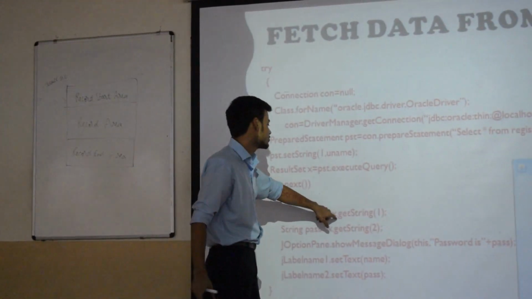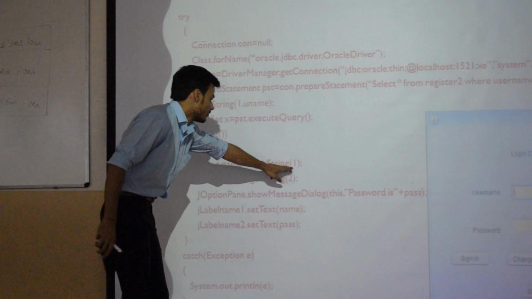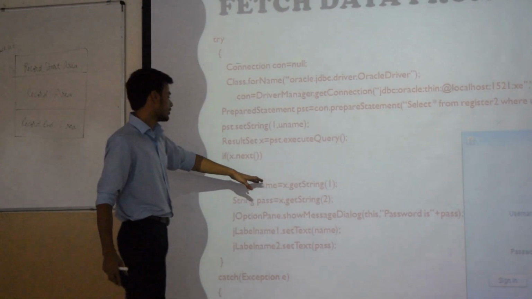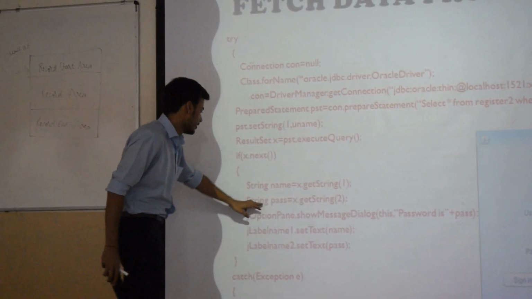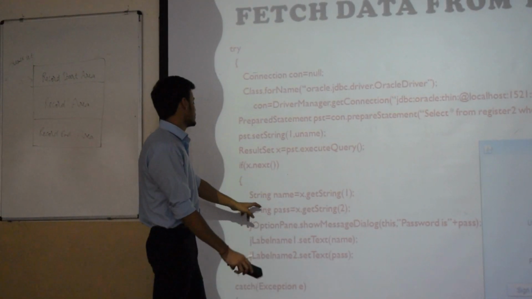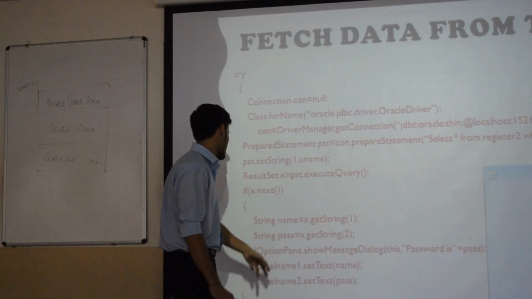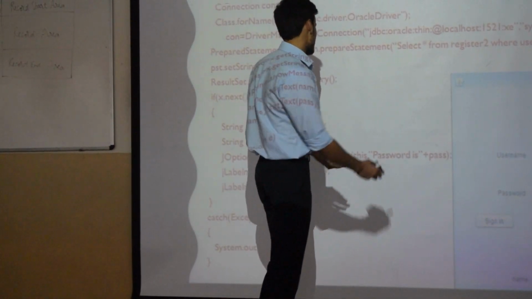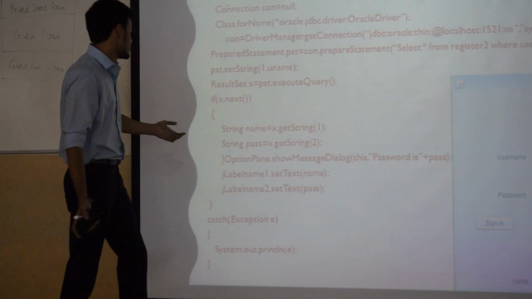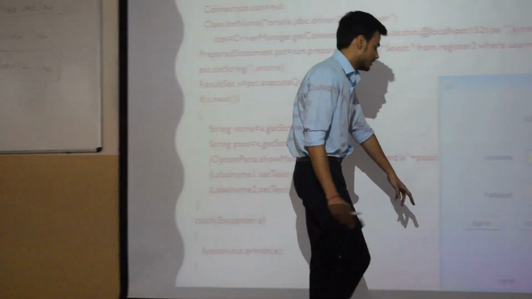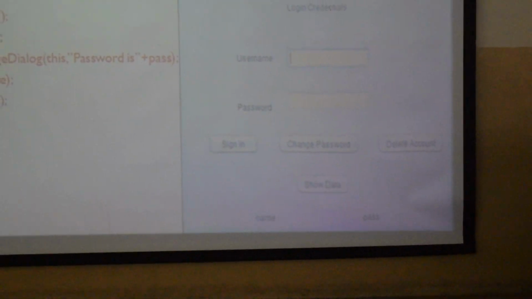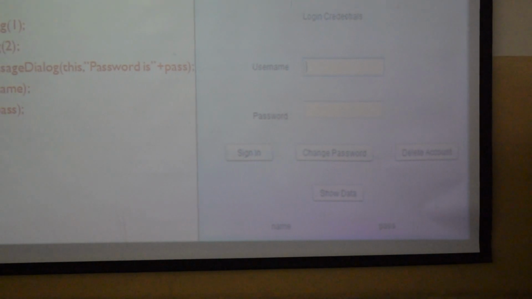What it will do is String name equals x.getString, and 1 is the column, that is the username. So it will store the username into name, and from column 2, that is the password, it will store the password from the database table into pass. JOptionPane will show a dialog box that the password is the password. And the JLabels are the fields on which the data will be printed. So setText will pass the username and password into these, and the exception is there if any.